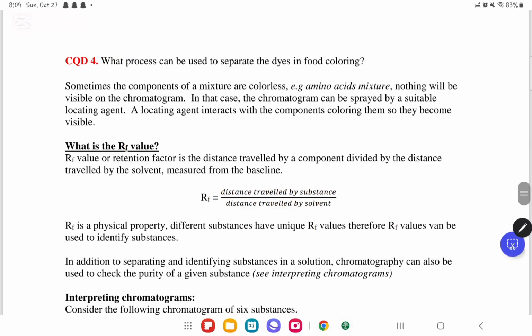Now we reach CQD number 4. What process can be used to separate the dyes in food coloring? Very simply, it's chromatography. Then they're telling us, sometimes the components of a mixture are colorless. Example, amino acids mixture, nothing will be visible on the chromatogram. In that case, the chromatogram can be sprayed by a suitable locating agent. The locating agent will give color to the amino acids. So just as I said, it will color them.